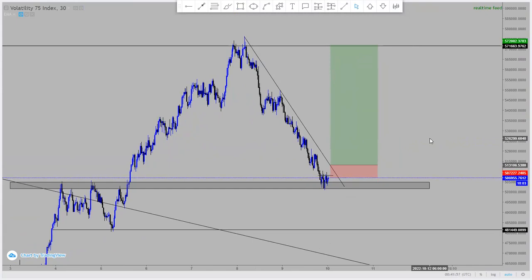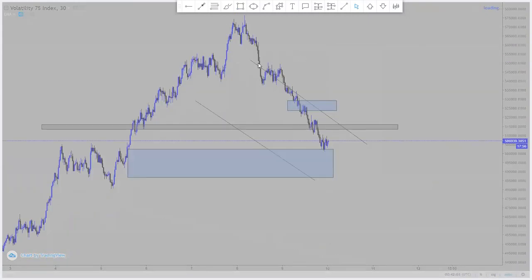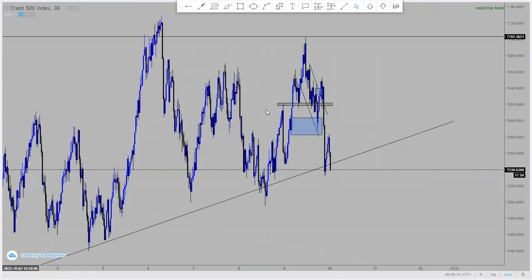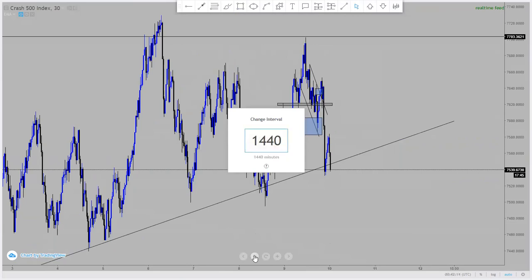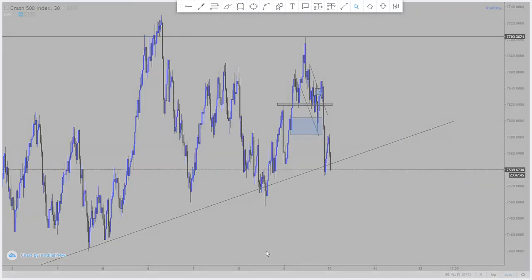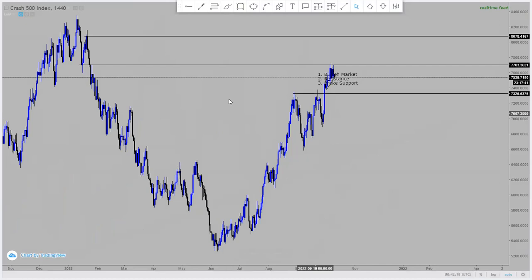Let's look at something different. Let's look at Crash 500. Already, Crash 500, I have an analysis already. Let me just break it down from the daily.